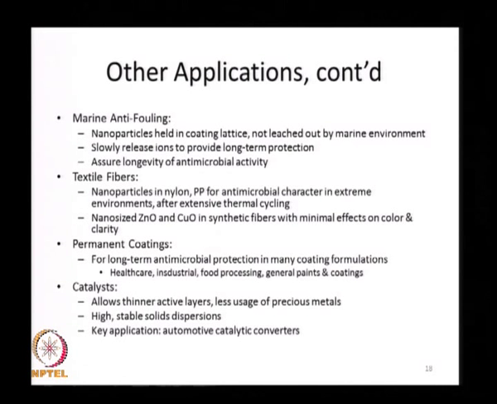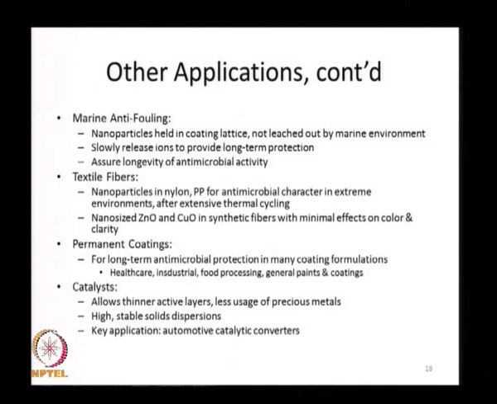nanotechnologies. Textile fibers can be hugely improved by incorporation of nanomaterials. For example, nanoparticles incorporated in nylon and polypropylene provide antimicrobial properties in extreme environments even after extensive thermal cycling. Nano-sized zinc oxide and copper oxide in synthetic fibers provide additional enhancements in properties without affecting color or clarity.